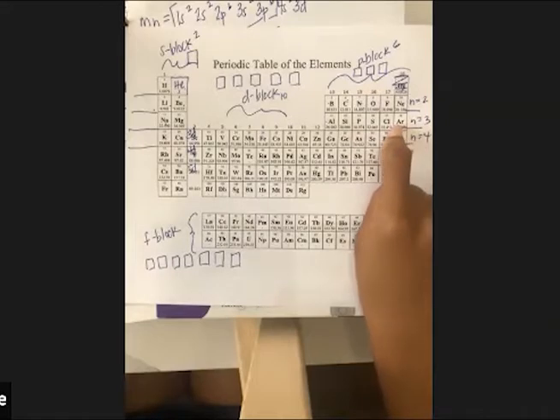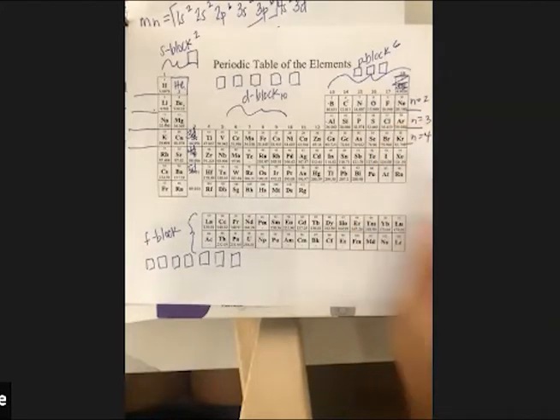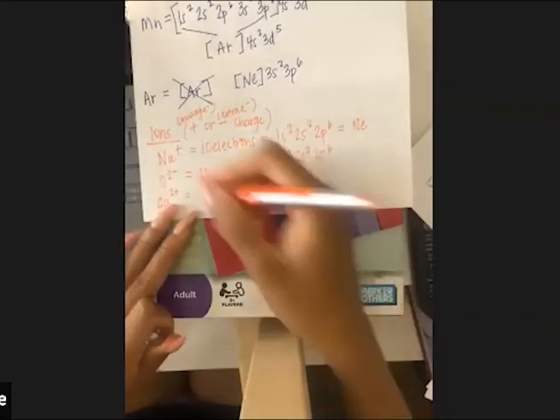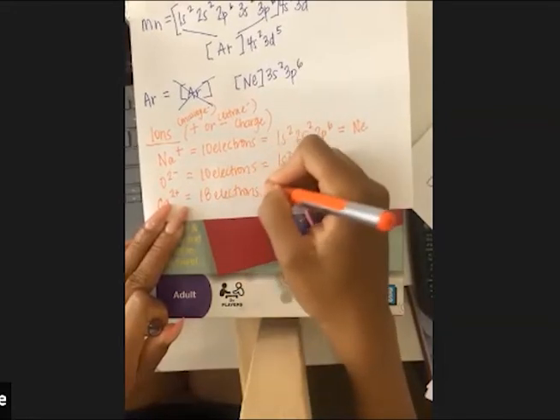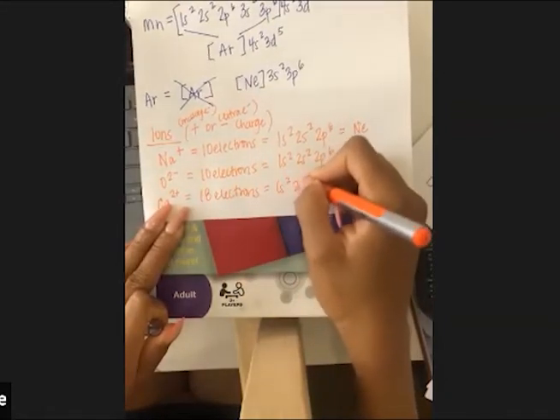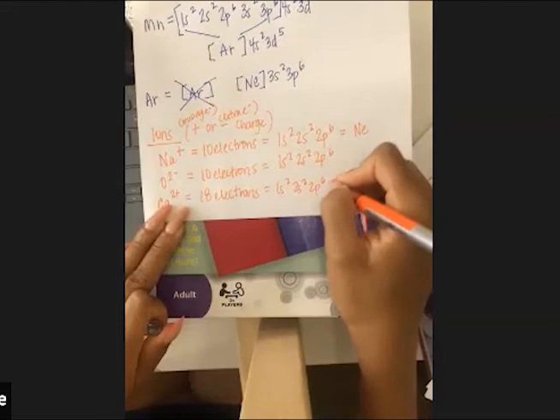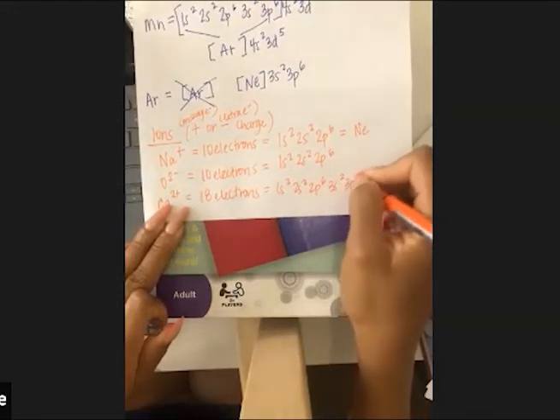So what's the configuration for argon? Starting with 1s2, 2s2, 2p6, 3s2, 3p6. Perfect. That's right. All right, great. So that's 18 electrons. We say 1s2, 2s2, 2p6, 3s2, 3p6.